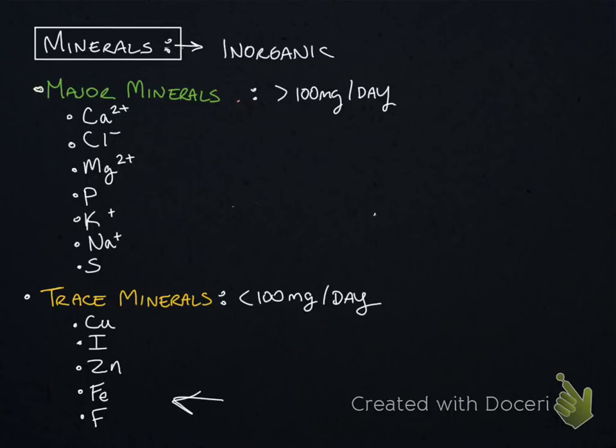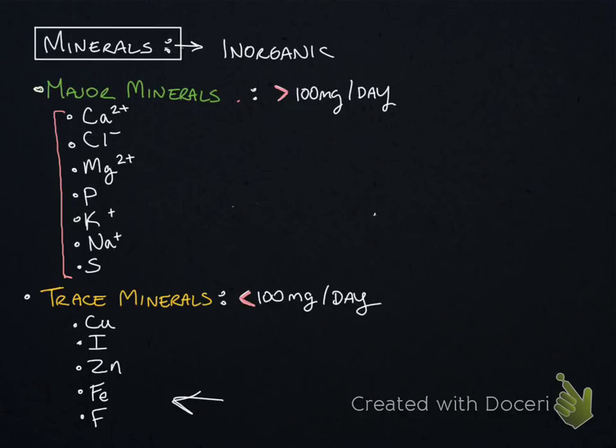Now minerals. Minerals are inorganic, meaning they do not contain carbon. If they are major minerals, that means we require more than 100 milligrams a day. If they are trace, we require less than 100 milligrams a day. There are 7 major minerals, which I will ask you to know: calcium, chlorine, magnesium, phosphorus, potassium, sodium, and sulfur. I'm not going to go over what each of these do. They're in the notes that go along with this video.